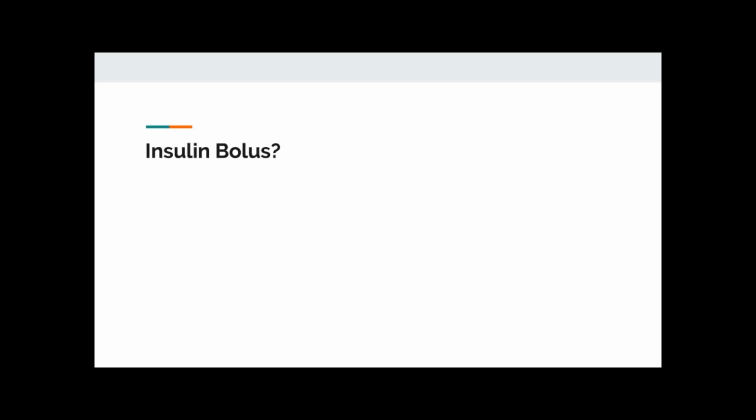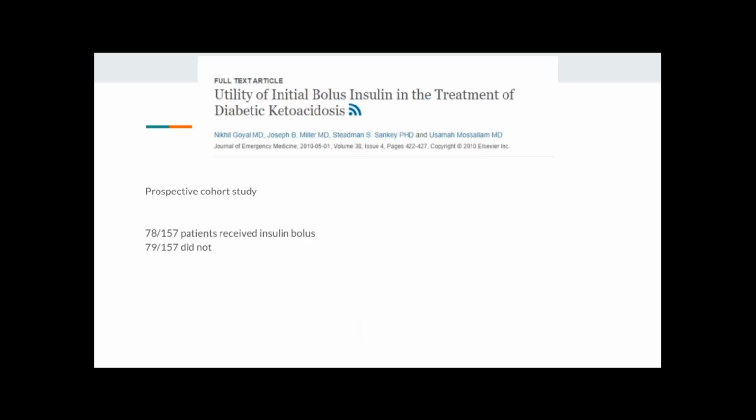Now, insulin bolus. Can we give an insulin bolus? Say yes, say no. A study in the Journal of Emergency Medicine was a prospective cohort study. It took about 150 patients, half of them given an insulin bolus, half of them not. This is what they found: there were no differences in glucose or anion gap change. And there was actually a trend, which wasn't statistically significant, towards increased hypoglycemia in patients who had an insulin bolus.